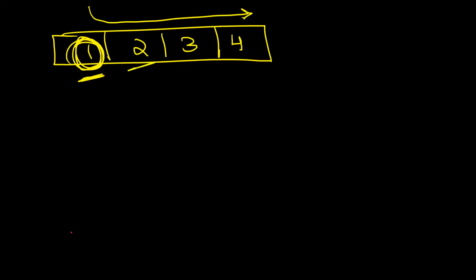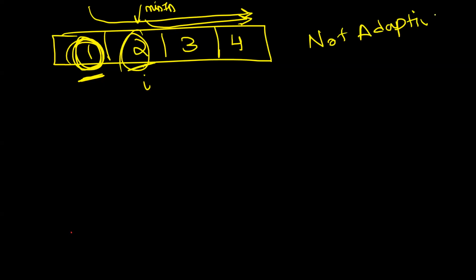Then I choose this index. I assume this is the minimum element. Then I again iterate through the entire array, and I see this is the minimum only. So I swap this with itself. So it is not adaptive. It is not adaptive, guys. Definitely not adaptive.